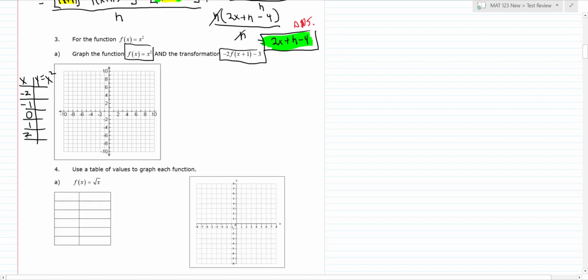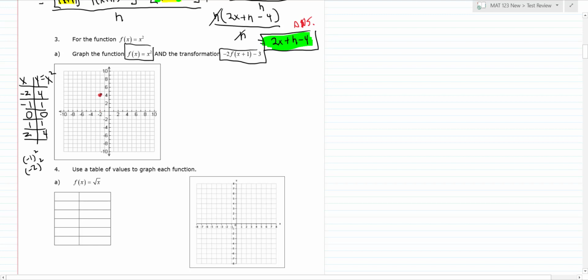And all I'm doing is squaring these. So 2 to the second is 4, 1 to the second is 1, 0 to the second is 0, and then you're doing -1 to the second, which is back to +1, and -2 to the second is +4. Now what I'm going to do is graph these points, and just use a dashed line.